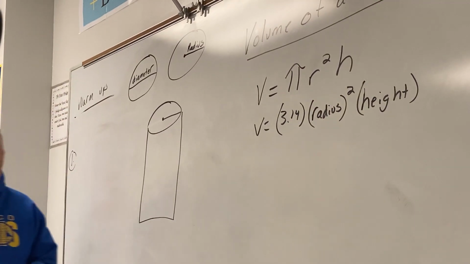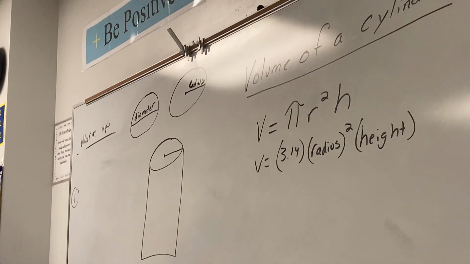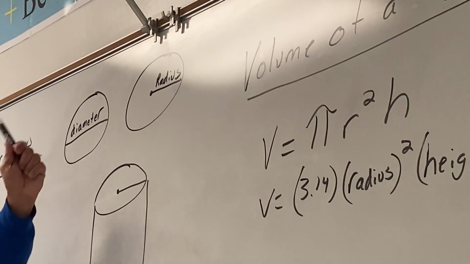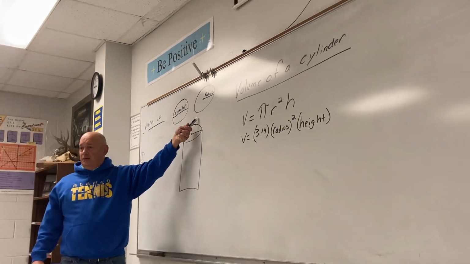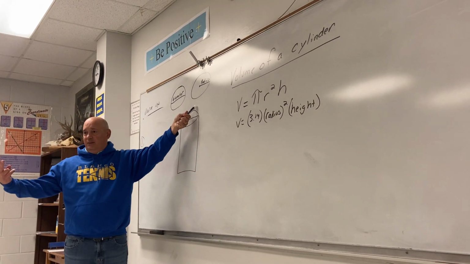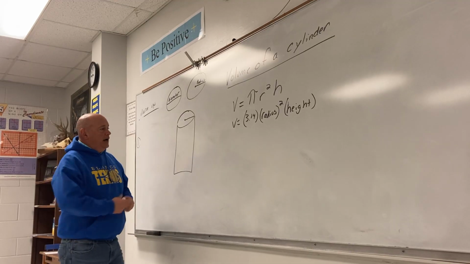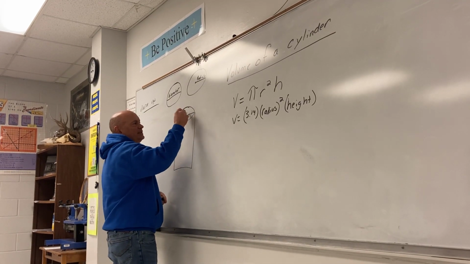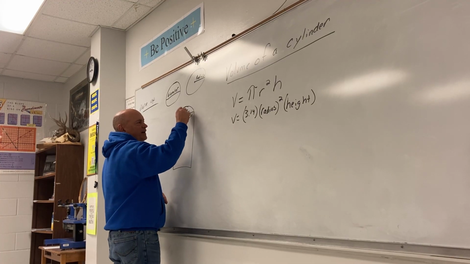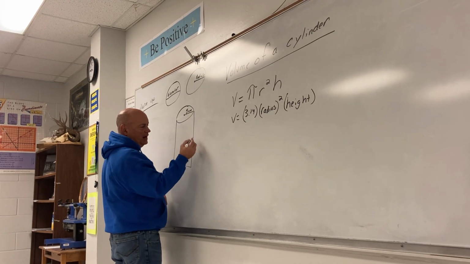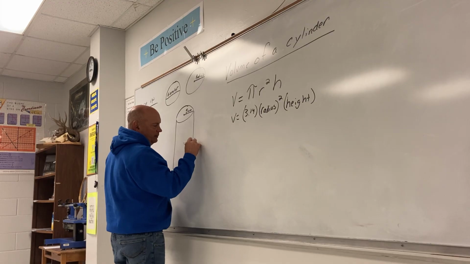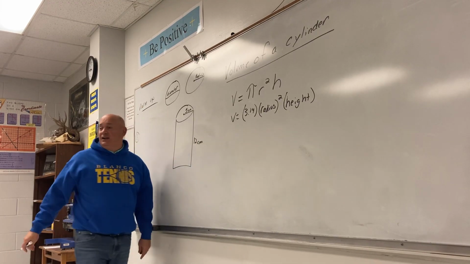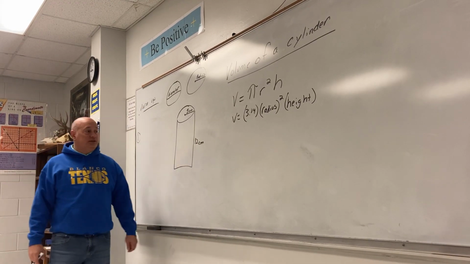Okay, so if they give me the diameter, what do I have to do to get the radius? Cut it by 2, divide by 2. All right, and the height will be how tall the cylinder is. So let's say they give me a radius of 5 centimeters and a height of 12 centimeters. Let's find the volume for this cylinder.